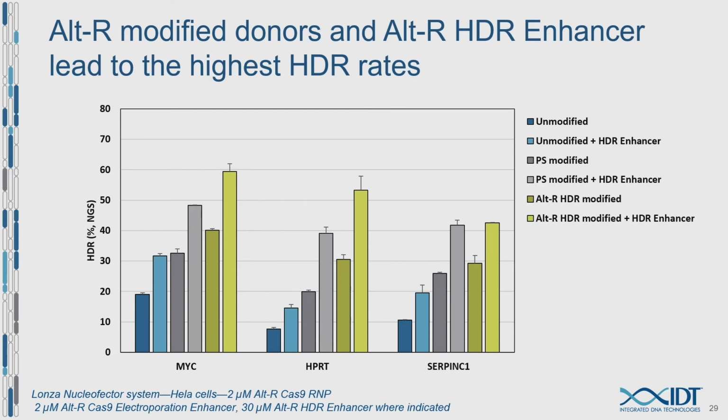And then lastly is the modification that we've studied. We've looked at many different modification patterns, and this is the one that's given us the highest rates of HDR. You can now see in all of these sites with our N modification and HDR enhancer, you're getting up to really high rates of HDR compared to where you started by just introducing an unmodified DNA oligo.